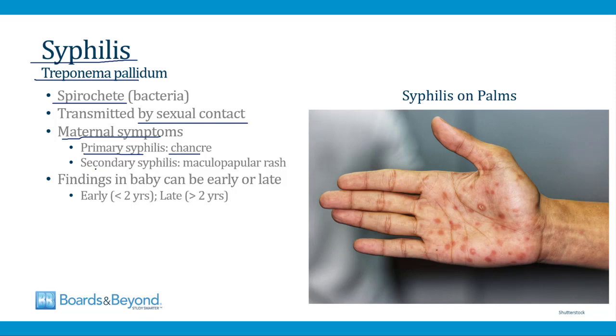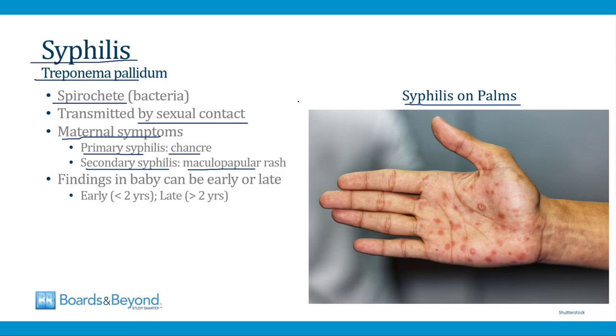Weeks or months later, women develop secondary syphilis, which consists of a maculopapular rash that can occur anywhere on the body, including the palms and soles. And this is a picture on the screen of syphilis on the palms. And then there are a number of potential manifestations of tertiary syphilis, which can occur months or years after initial infection. This includes things like neurosyphilis and aortitis.